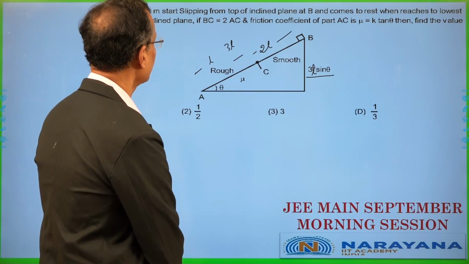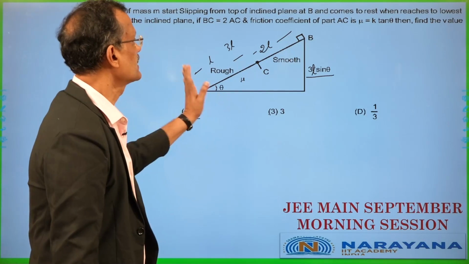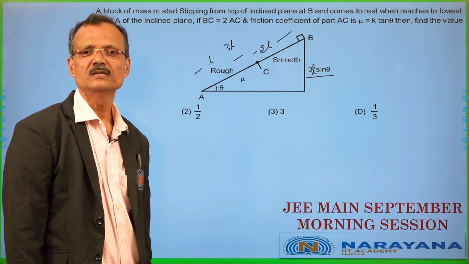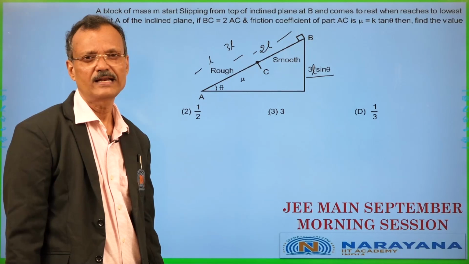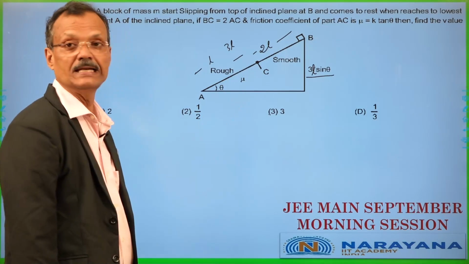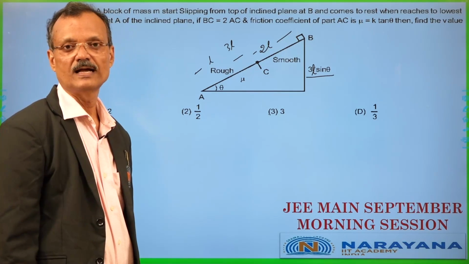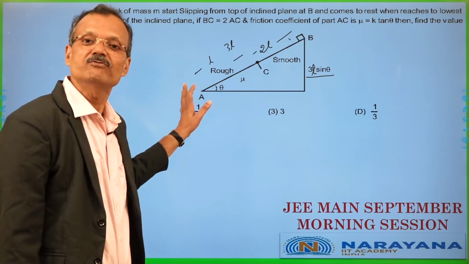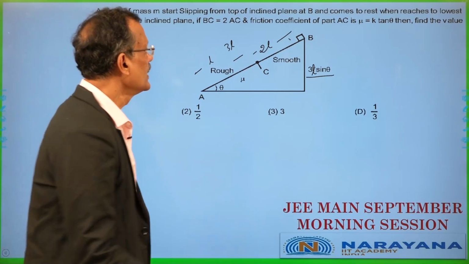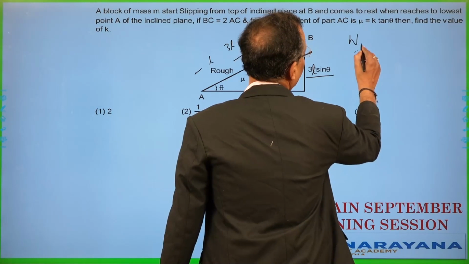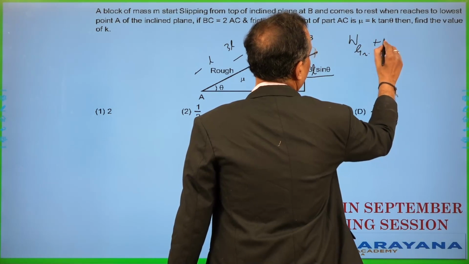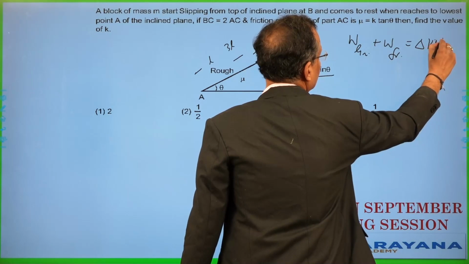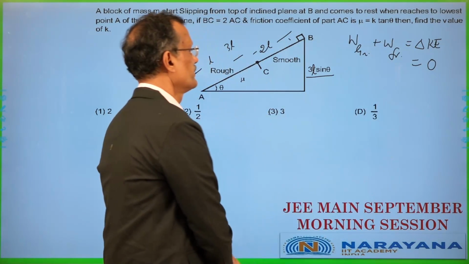Friction coefficient of part AC, this part is smooth, this part is rough, then find the value of k. Better use the concept of the work energy theorem. Here work is being done by gravitational force and frictional force, and the body has started from rest and finally it is at rest. So work done by gravitational force plus work done by frictional force will be the change of kinetic energy, and already it is 0.